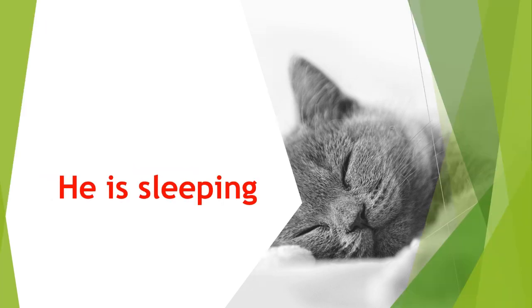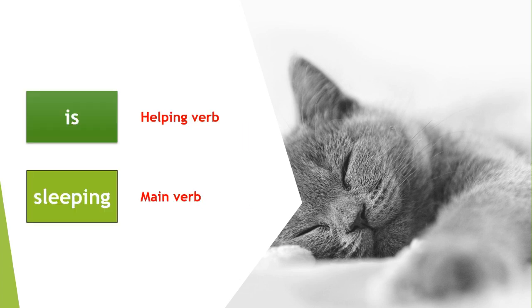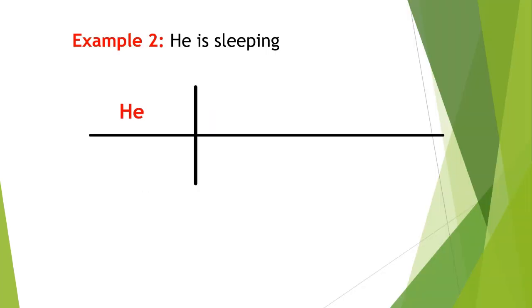Now let's look at the second sentence, "He is sleeping." This sentence is slightly different because the predicate contains a verb phrase made up of a helping verb, is, and a main verb, sleeping. When diagramming a verb phrase, both the helping verb and the main verb are placed together on the right side of the vertical line. So we write "is sleeping" on the predicate side of the diagram.